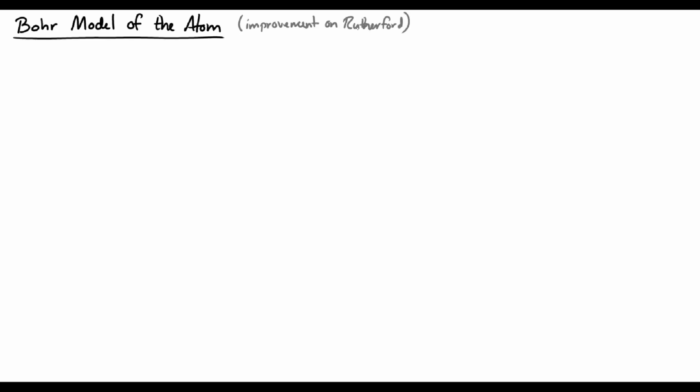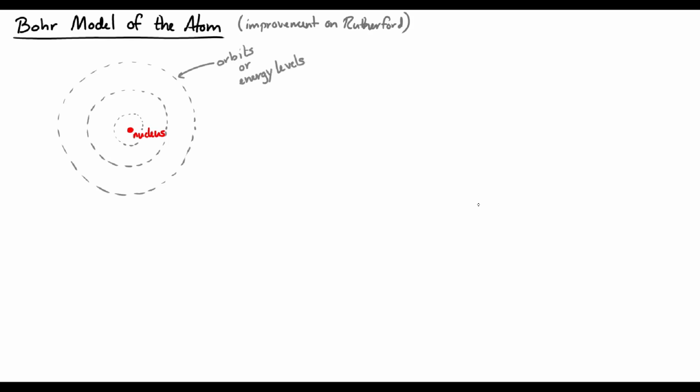Well, this leads to the idea of the Bohr model of the atom, which came after the Rutherford model. And in the Bohr model of the atom, we have the nucleus at the center with its high mass and positive charge. But on the outside, the electrons are not just randomly distributed. The electrons have only certain orbits, which are called energy levels, that they can exist in. The electron in the atom cannot exist between these levels. It can only exist on or in these levels.